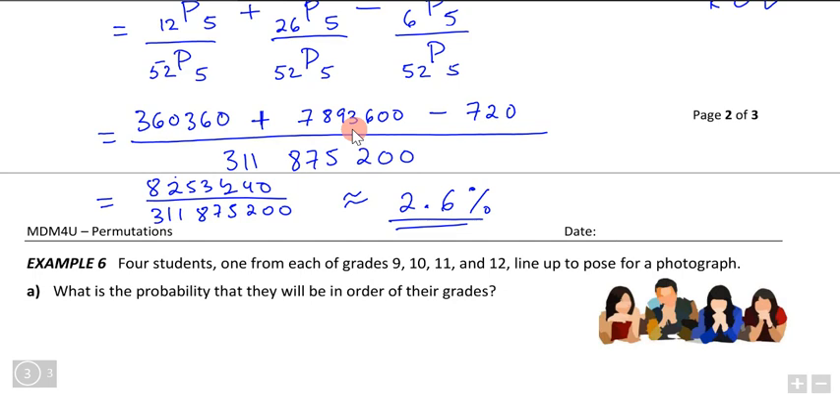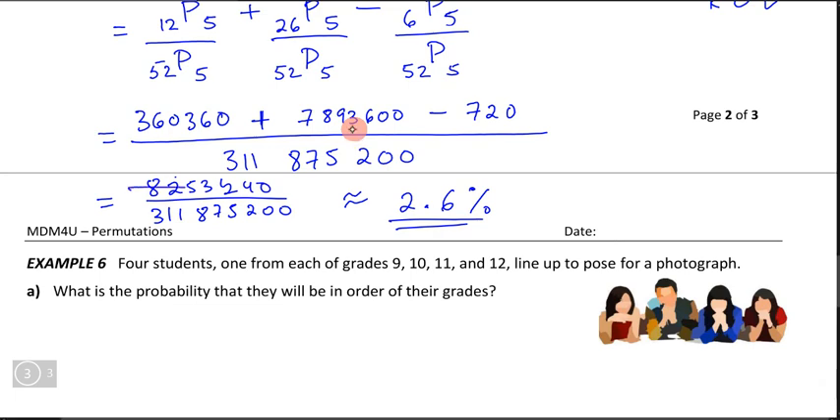You're right. Good question. I'm not sure why it's 7,987,000. Maybe here. Let me double check one more time. 12p5 plus 26p5 minus 6p5. 7,980,000. I think you're right. Okay, so let me cross that out.